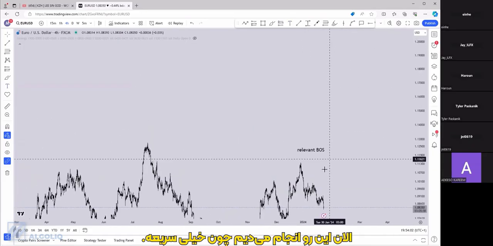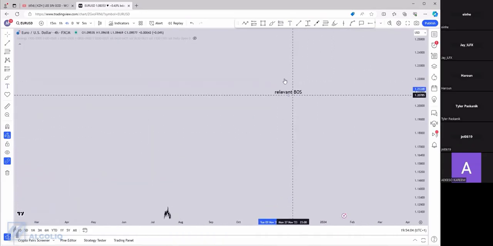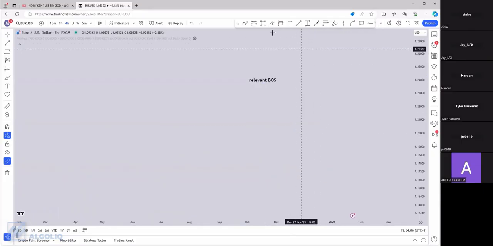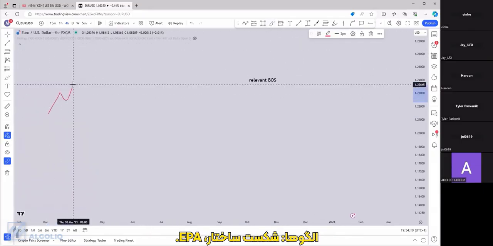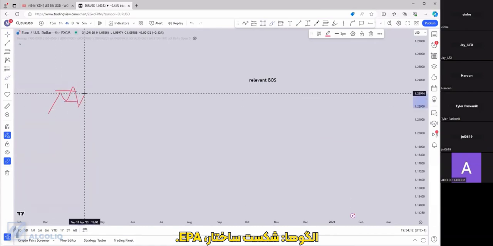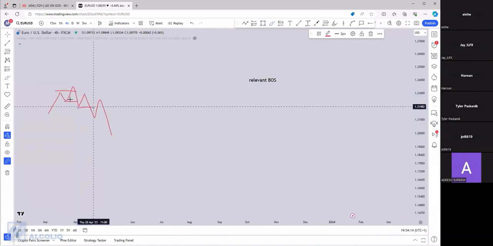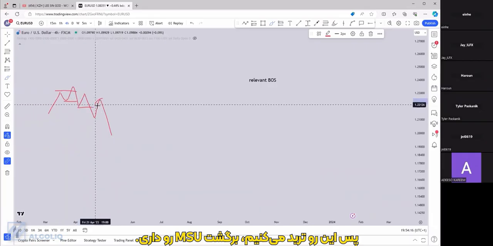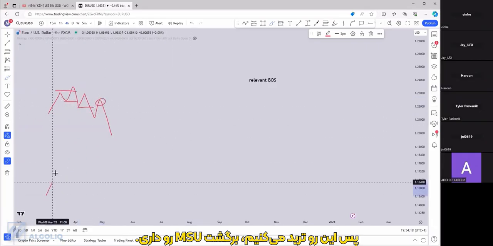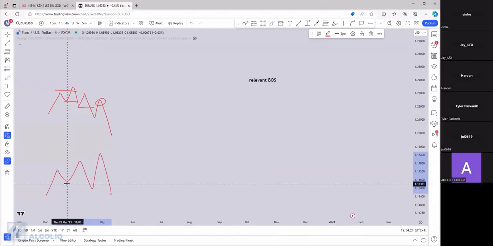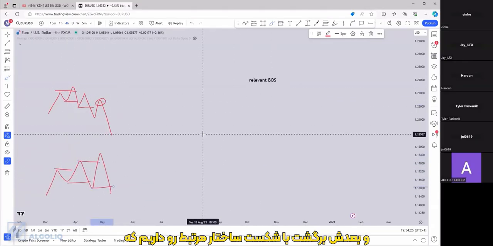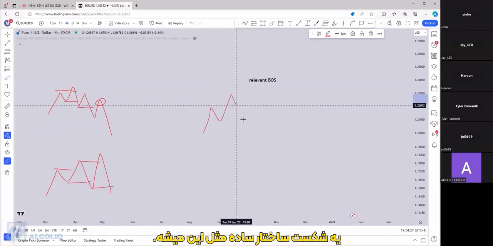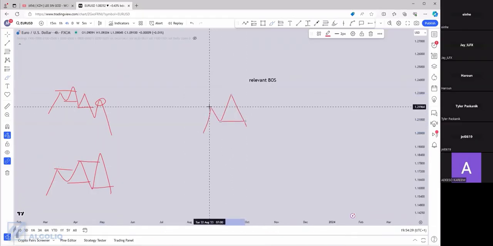We're gonna do this one now because it's pretty quick. So for now, we have 3 out of 4 reversal patterns. We have breaker structure, EPA. So we will trade this. You have reversal MSU. And then we have reversal relevant breaker structure, which will be a simple breaker structure like this.